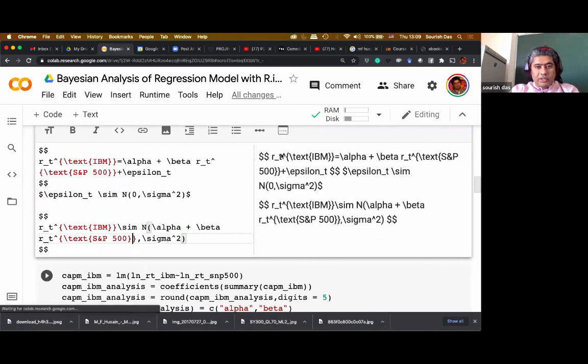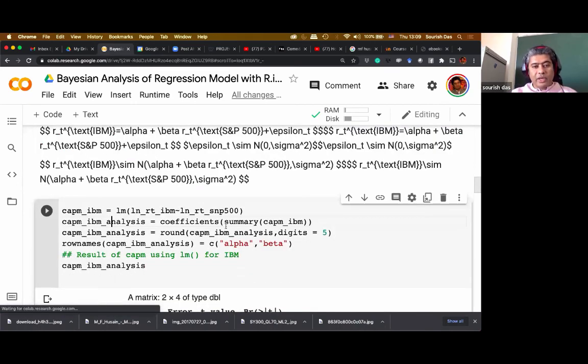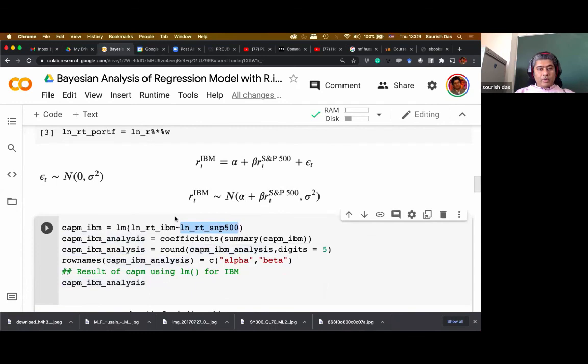Yes, and that is what we are doing here. I'm building my dependent variable, which is the log return of IBM, and the independent variable is the S&P 500. Basically, we are benchmarking IBM with respect to the market. With respect to the market, whether IBM is underpriced or overpriced, that is what we are trying to figure out.